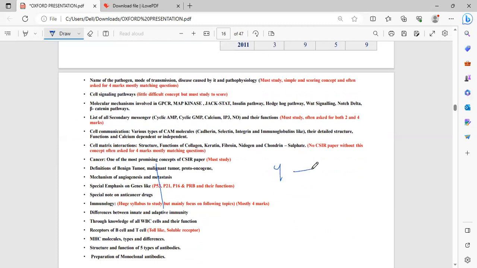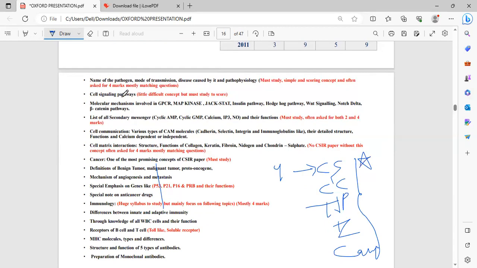The 4th chapter mainly consists of different subunits. That is, first of all, cell signaling, next cell communication, and next host pathogen interactions. After that, immunology, cancer biology. Every subunit is very important. Coming to the host pathogen interactions, first of all, what do we have to study in that subunit? Name of the pathogen causing disease. Next, mode of transmission, next, disease caused by it, and next, pathophysiology.